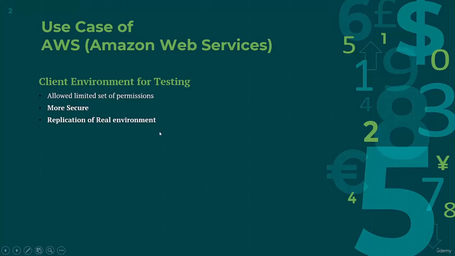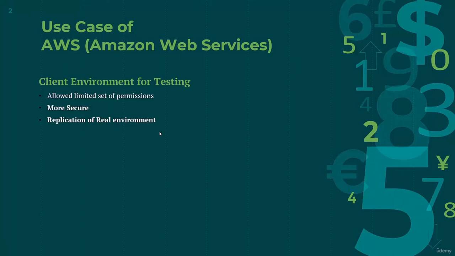Next and very important is replication of real environment. Okay, let's take an example. Now you are the first tester on this application. The client has given you one virtual machine with a limited set of permissions and some software. Later on, 5 more professionals join your team. And the client wants the same settings, the same environment for them as well. So what they will do is replicate or make a copy of your virtual machine and it will be up and running in a few minutes only.